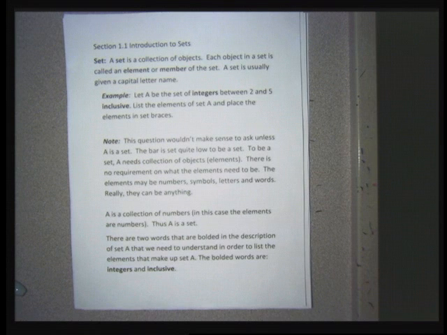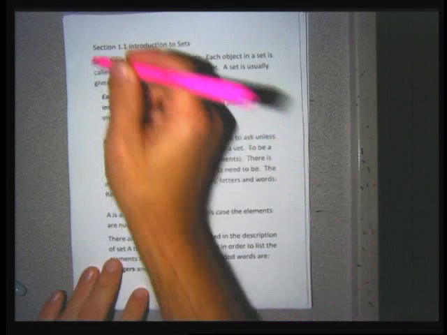So this first section is called an introduction to sets, and then depending on when you went to grade school, you're either a little bit familiar with sets or completely unfamiliar with sets. I went to grade school in the 70s, and we studied sets every year between 1st and 8th grade, so I was pretty familiar with them.